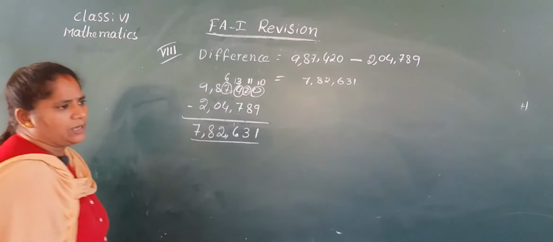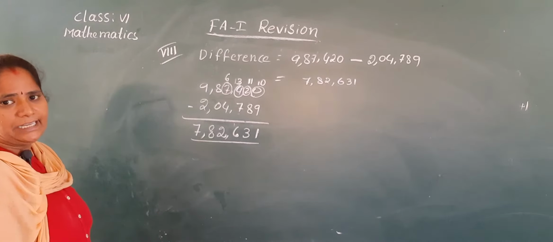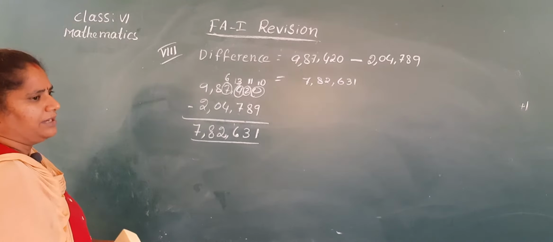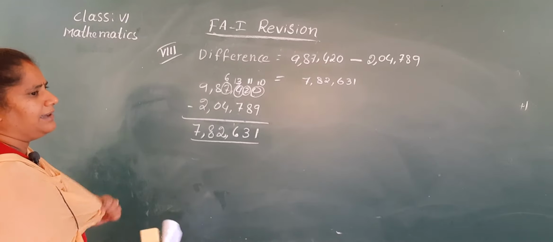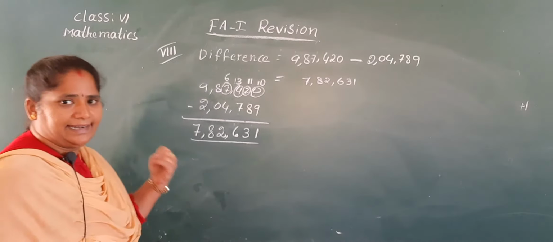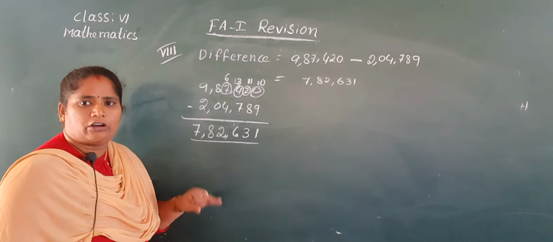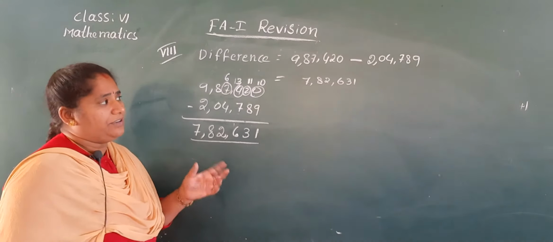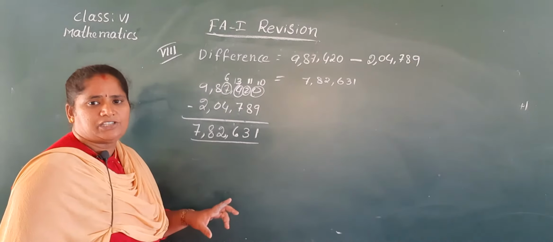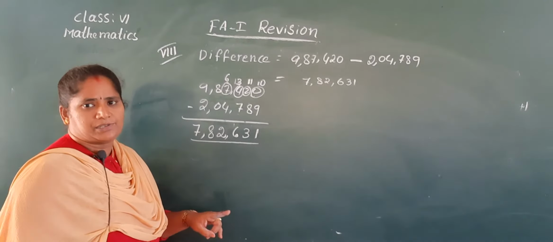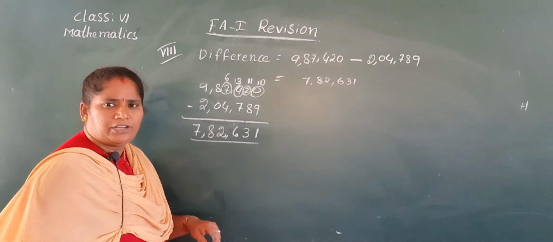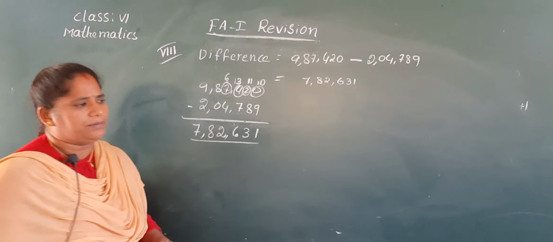The difference equals 7,82,631. Like this, first form the greatest and smallest 6-digit numbers without repeating digits. Later we find the sum. Sum means addition, difference means subtraction. Is it clear to you, children? Note it down in your homework book.